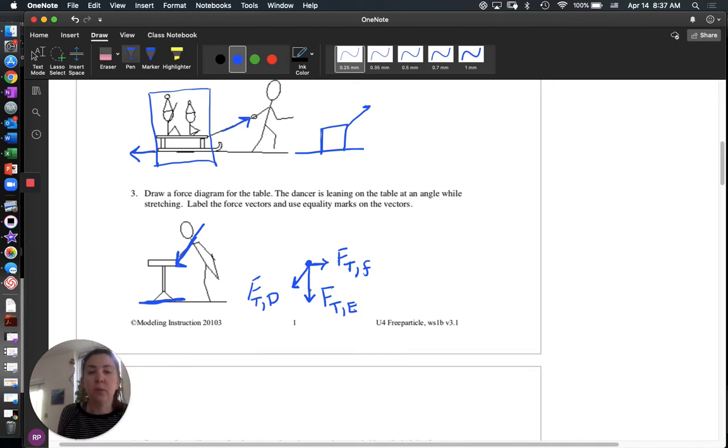And so if you push down on the scale, that normal force will get bigger. My normal force isn't going to be equal to this force of gravity, the force on the table by the earth. It's going to be equal to that plus the force on the table by the dancer. So it's going to be a tall normal force. Force on the table by, and let's call it the ground.